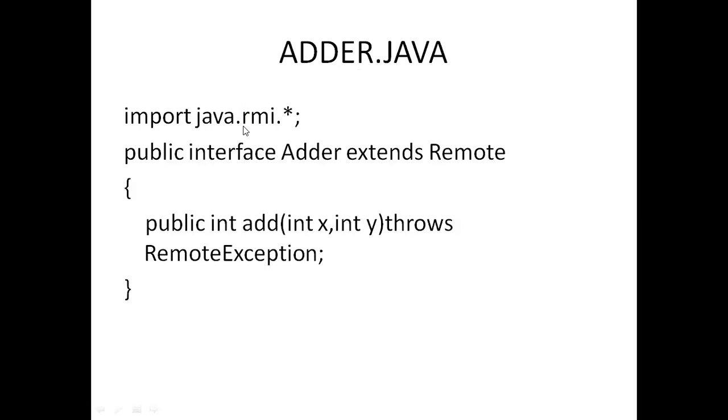Here we are importing the java.rmi.* package, and here is the interface. What is an interface? We will be having only abstract methods, isn't it? I have created an interface called adder, and I am extending Remote. Remote is a predefined class. Adder is my interface name. In this I have a method called add. In this I can add two numbers.